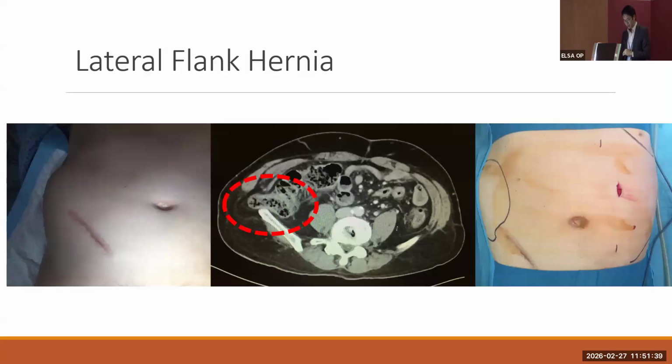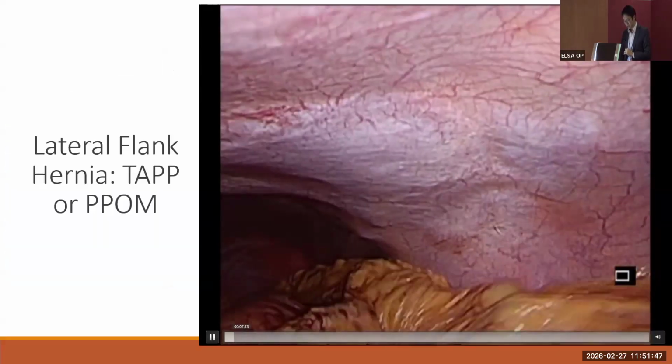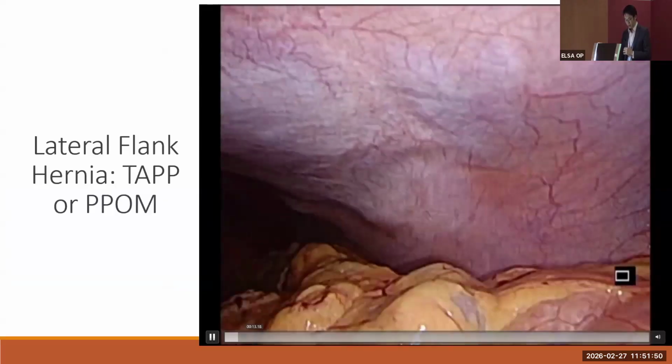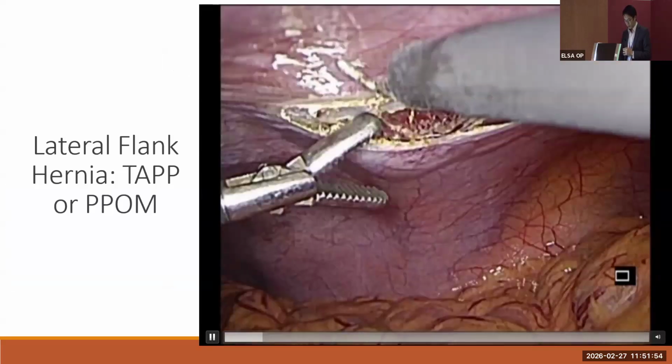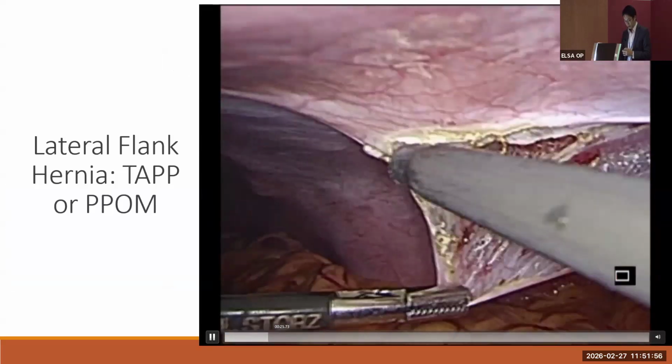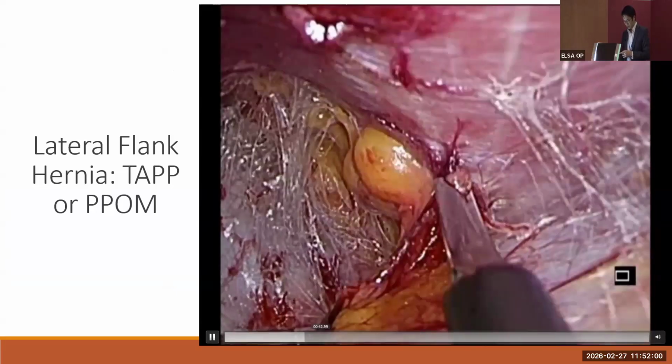Okay, lateral flank hernias. I've gone on for quite a bit already, so I'm just going to zoom through a bit more. They're not very common, but perhaps I'll show you a bit of the technique. In this case, we are doing a TAPP, or what some other people call a PPOM technique. It's basically just opening a peritoneal flap right here, and that flap is where the hernia is.